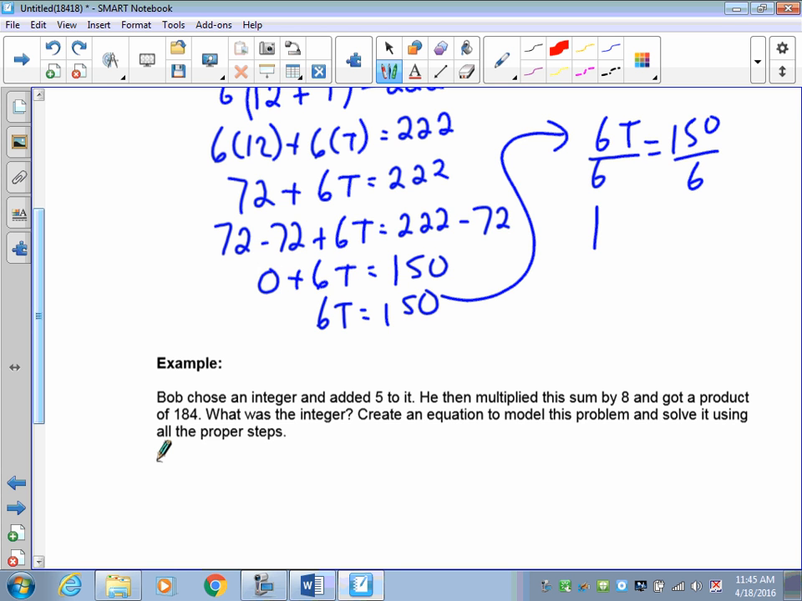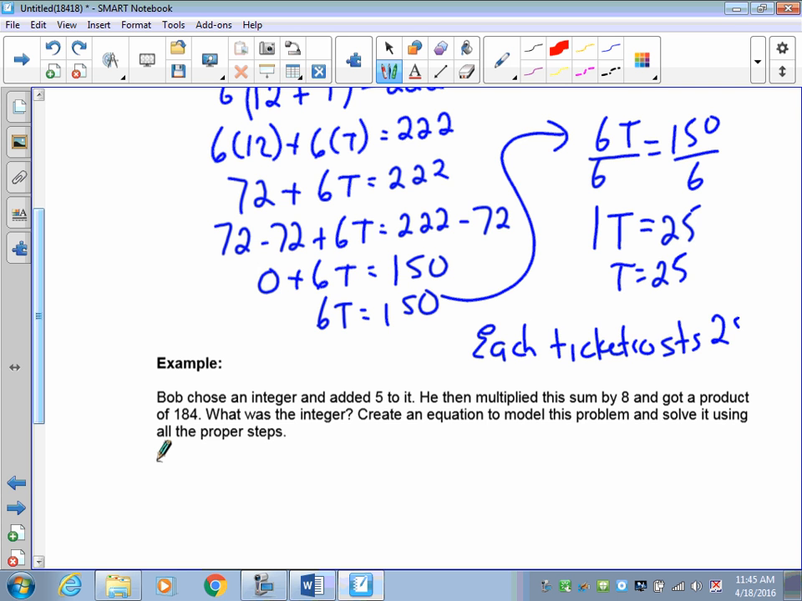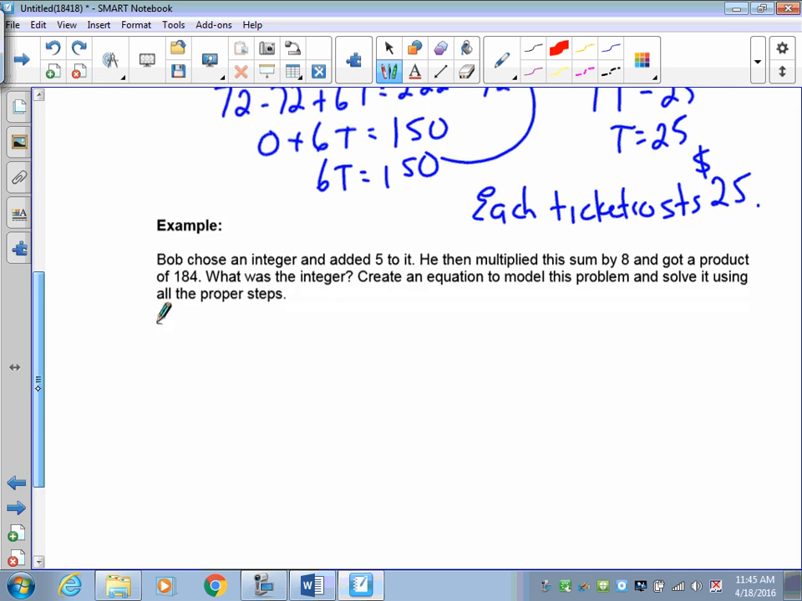6 divided by 6 is 1. 150 divided by 6 is 25. So T is equal to 25. So, it's a word problem, so you need a sentence. Each ticket costs $25. Don't forget your units. There we go.